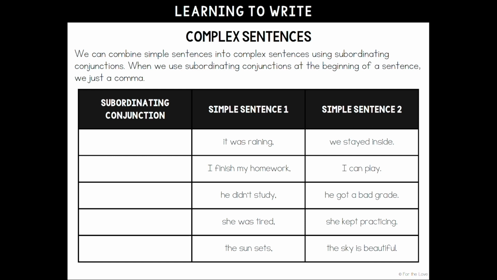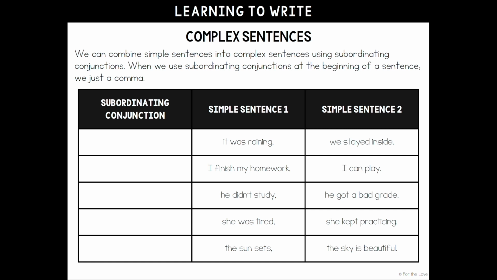Now we can also write complex sentences that start with the subordinating conjunction. The subordinating conjunction is the first word in the sentence. When we do this, we're going to have the subordinating conjunction and then simple sentence 1 and then a comma. And then we will have simple sentence 2. So that comma is really important in separating the two simple sentences and making the complex sentence grammatically correct.